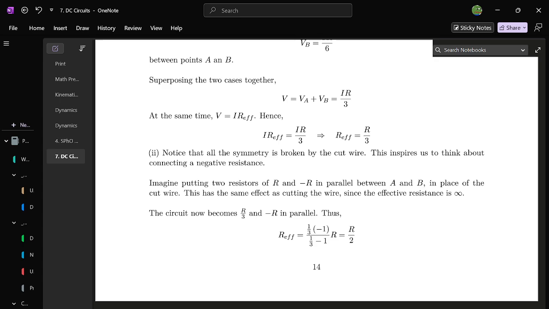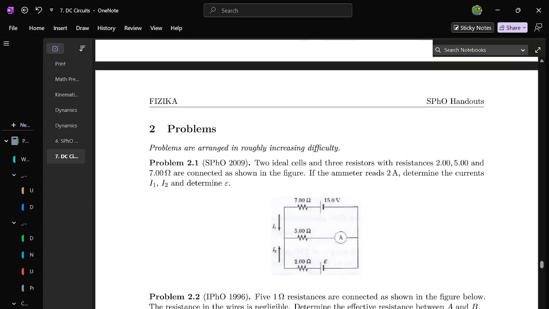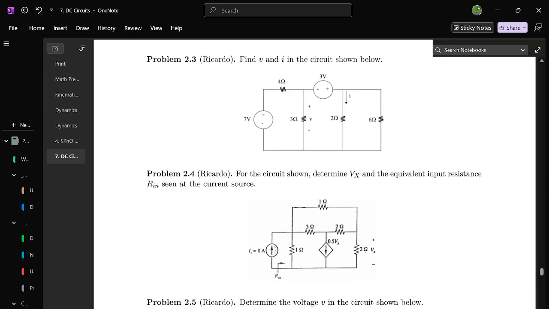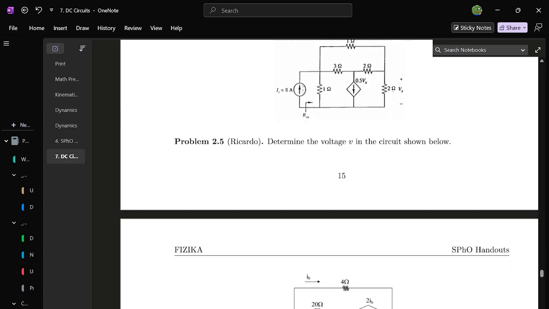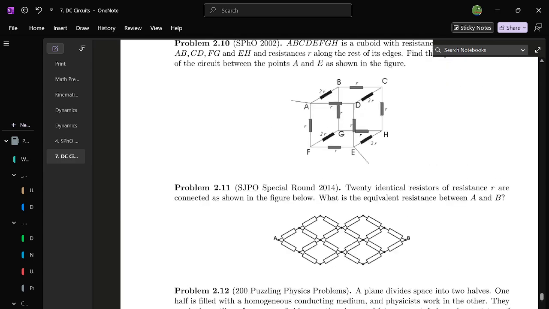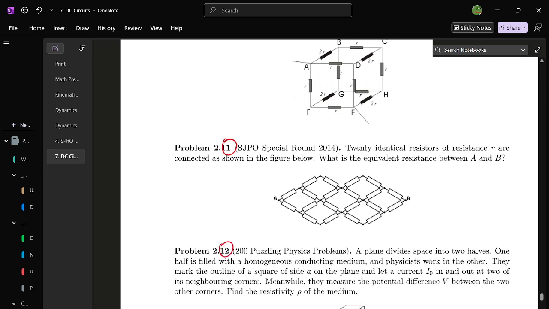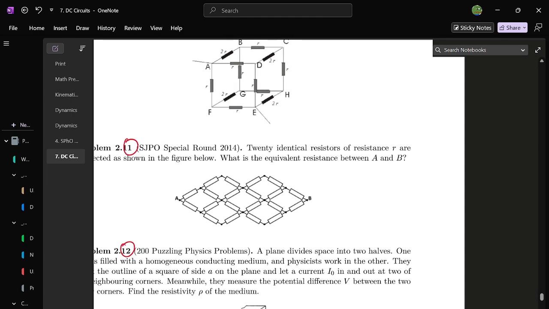Okay, I'll just start with the problem requests. So the problem requests were 11 and 12. Okay, let's start with these then.